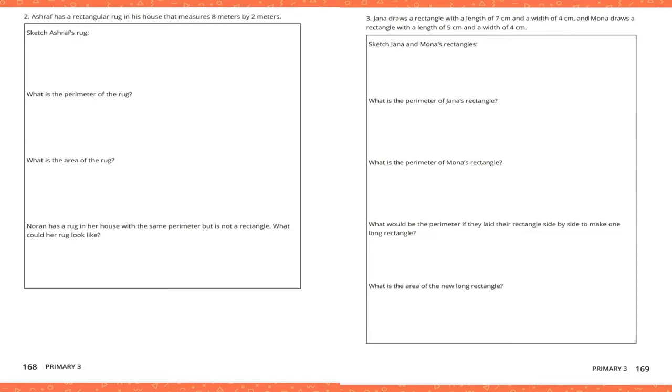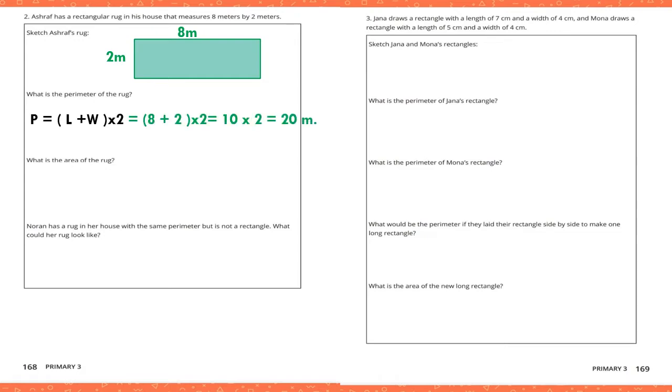Ashraf has a rectangular rug in his house that measures 8 meters by 2 meters. What is the perimeter of the rug? As we know, perimeter equals length plus width all times 2. 8 plus 2 all times 2 equals 10 times 2 equals 20 meters. What is the area of the rug? Area equals length times width. 8 times 2 equals 16 square meters.